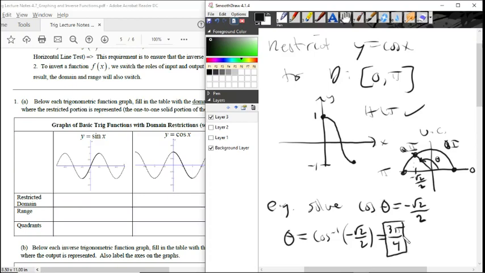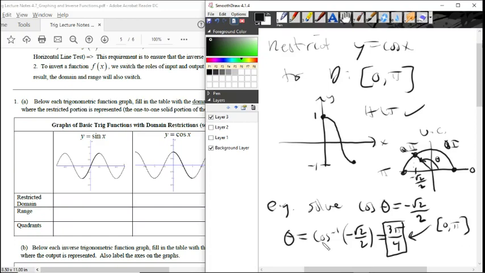This is the solution the calculator is going to give you when you input arccosine of negative root 2 over 2. The actual set of solutions for the cosine of theta equal to negative root 2 over 2 actually has an infinite number of solutions. The calculator is going to give us the principal solution, which is always going to be in the interval from 0 to pi.